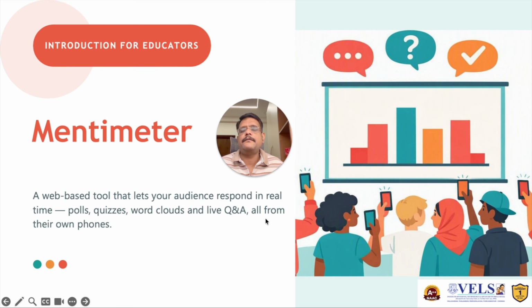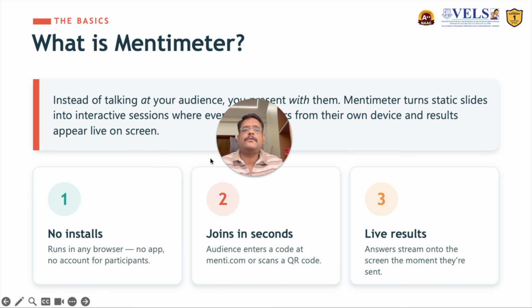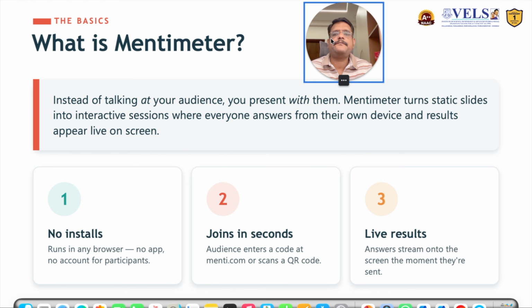Mentimeter is a web-based tool that lets your audience respond in real time to various polls, quizzes, word clouds and live question answers through their mobile devices. So, what is Mentimeter? Instead of talking to your audience, you present with them. Mentimeter turns your static slides into interactive sessions where everyone answers from their own device and results appear live on screen. What is the advantage?